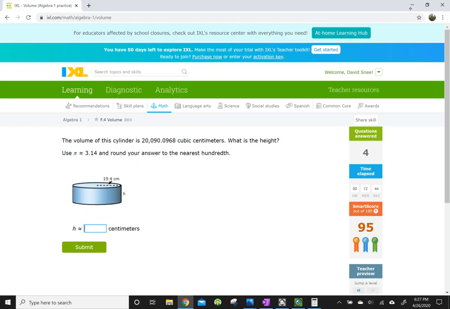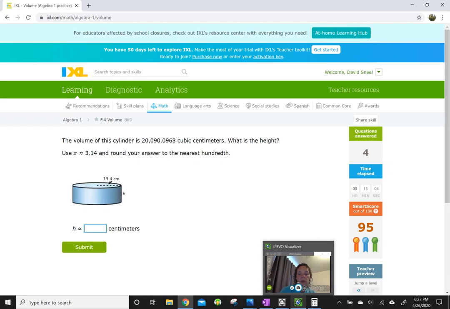You know that you find the volume of a cylinder by multiplying pi times the radius squared times the height. And you know that the volume is 20,090.0968 cubic centimeters. Fill in all the known values and isolate the variable to find what you're looking for.